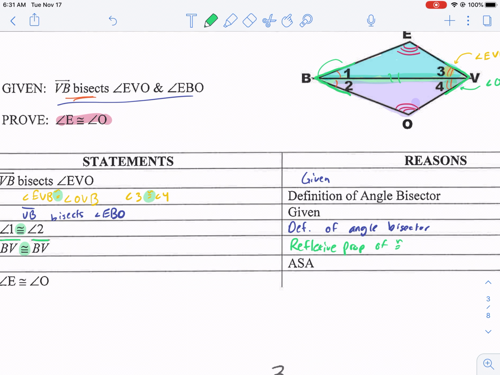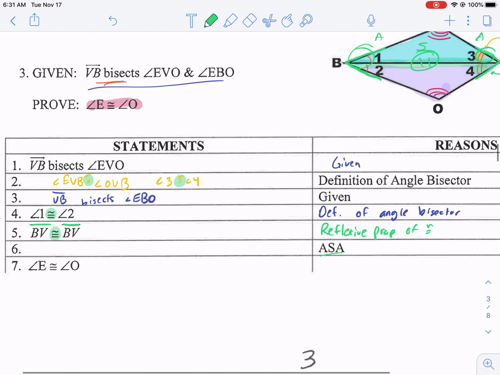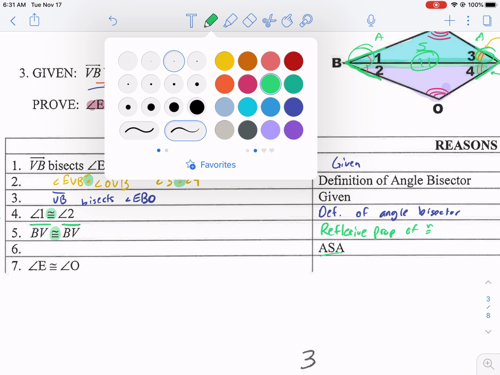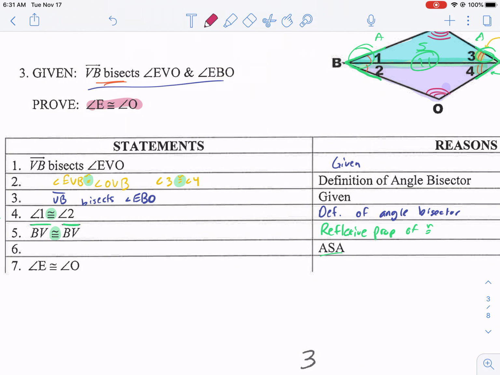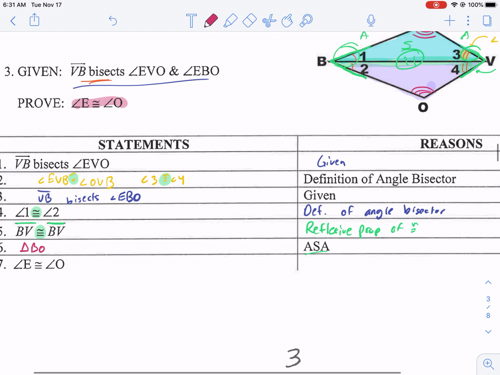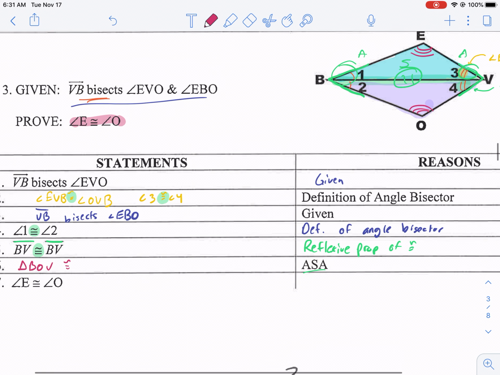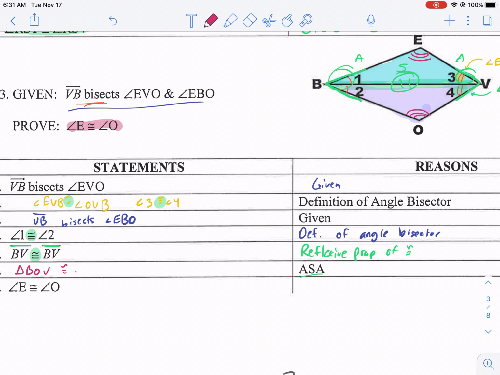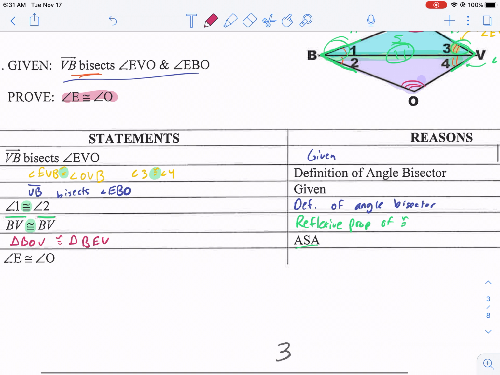We have an angle, a side, and an angle. ASA. And that's why it says ASA here. So we're going to say the two triangles are congruent. Triangle, we'll call it BOV, is congruent to triangle BEV. Bev and Bob, congruent to each other.